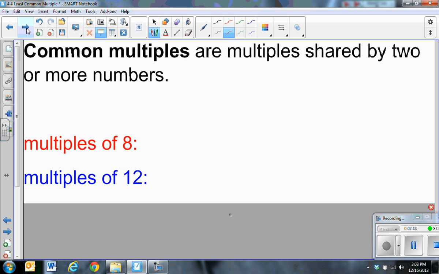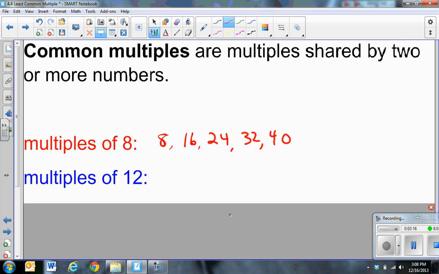So starting with 8, okay, the first multiple of 8 is 8 times 1, or 8 itself. And then 8 times 2, 16. You can always use a calculator. 8 times 3 is, whoops, I made a mistake here, sorry. 8 times 3 is 24. Let me get back my red marker here. 24. And then 8 times 4 is 32. And then 8 times 5 is 40.